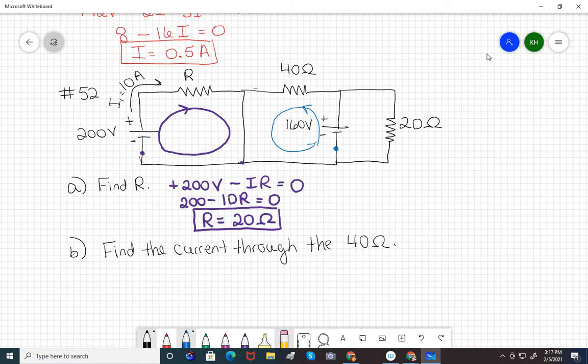So I go through from here as I pass through the battery. I'm going to gain 160 volts. And then when I pass through the 40 ohm resistor, I'm going to lose 40 I. That's my I times R. That's the only thing. There's nothing anywhere else around here. So if I solve that has to equal 0, I get that I has to equal 4 amps.